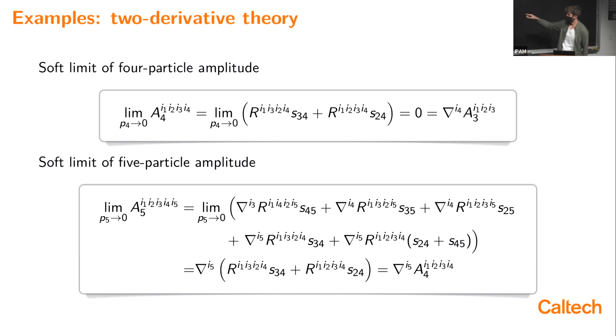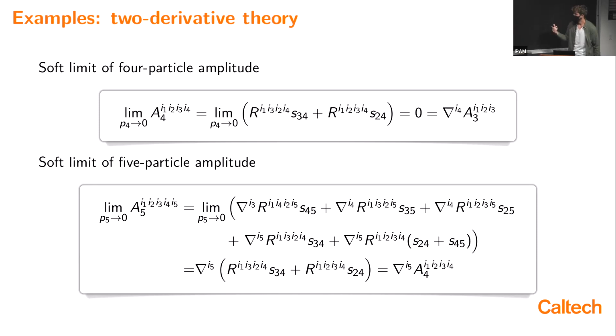And if you focus on the second line, the index of the covariant derivative is all the index of particle 5. So we can put that on the outside, and we see that the thing in the brackets on the last line is nothing but the 4-point amplitude. So we have the covariant derivative of the 4-point amplitude, which is what the soft theorem says.